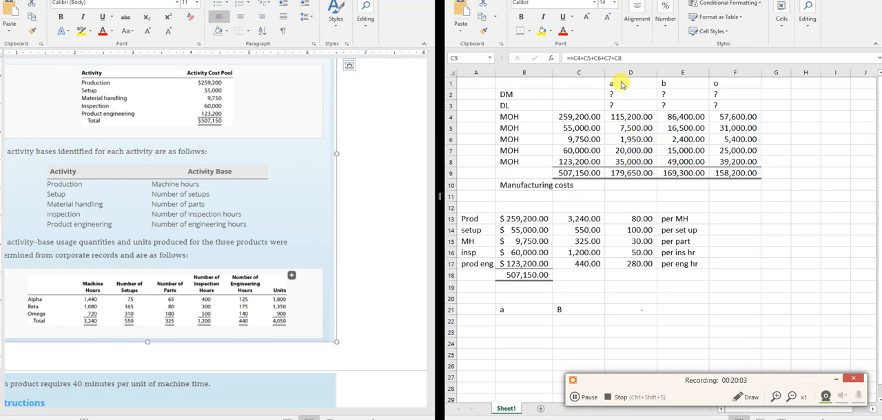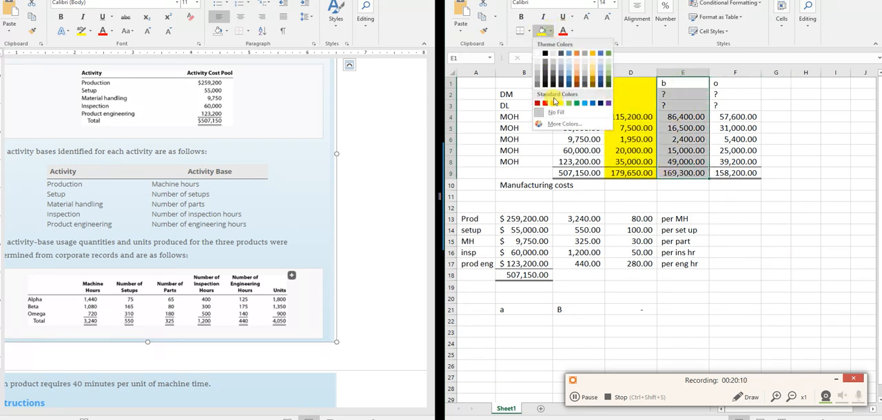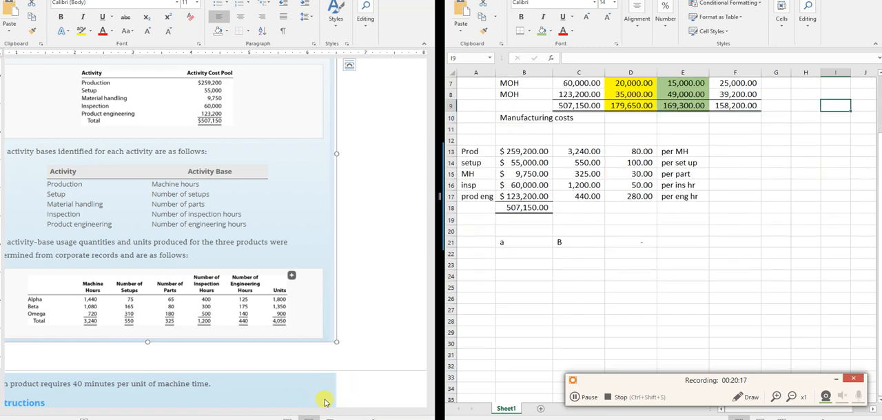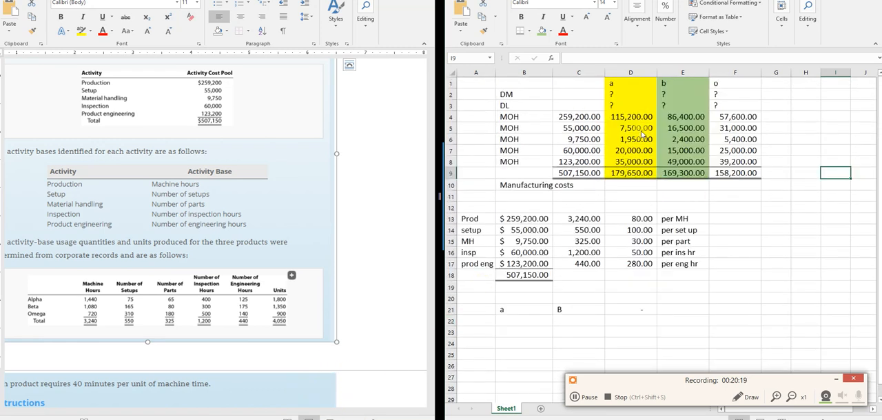So now remember, this column is alpha. This column here is beta. Make it green. And this column with the white is omega. So the first question that you have to answer is how much overhead gets to each product line, and that's these numbers. If you print this out from Moodle, you can see the solution is attached, and I'm going to bring up the solution in just a second. But the next question might ask how much overhead is per unit.